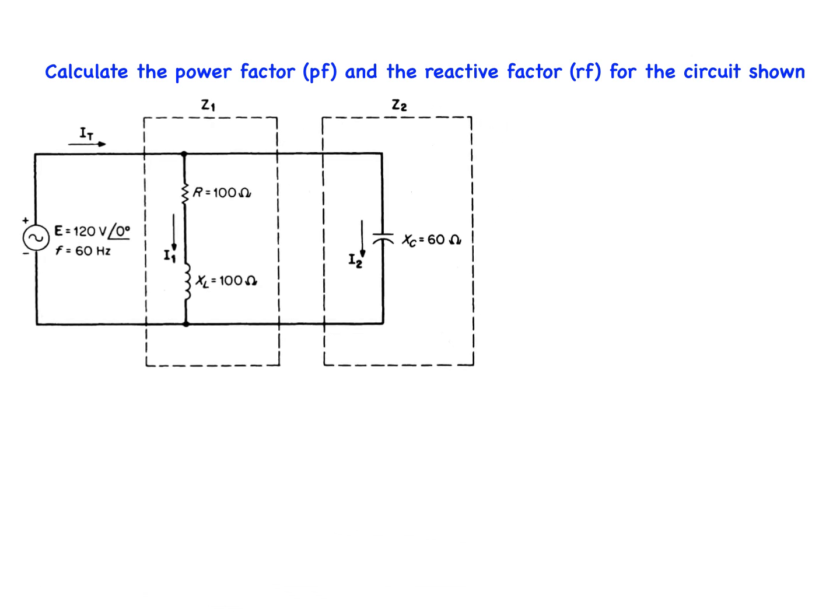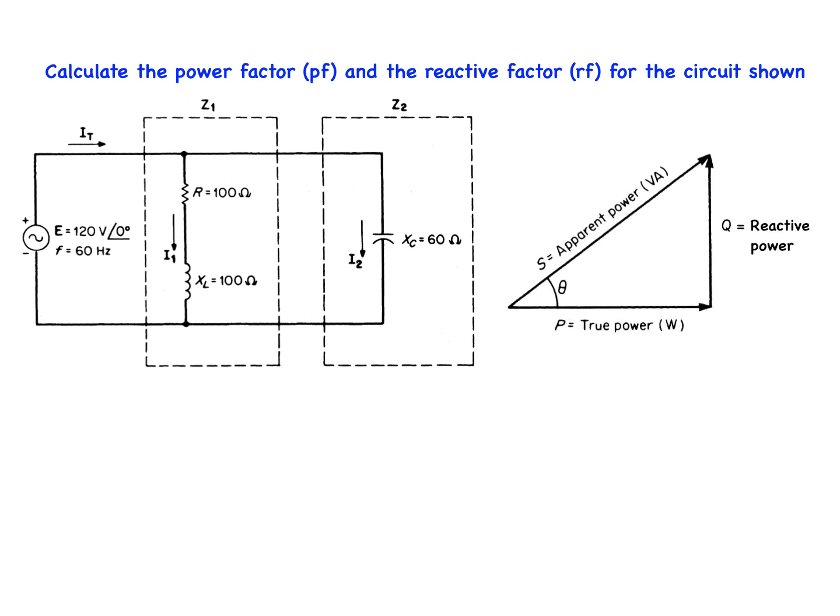The power factor of an AC circuit is the numerical ratio between the true power, P, magnitude, and the apparent power magnitude, S. It can be seen by referring to the power triangle. This ratio is equal to the cosine of the power factor angle theta. The power factor angle is the same as the phase angle between the voltage across the circuit or load and the current through the circuit or load. Power factor PF is equal to cosine theta, which is also equal to P divided by S.